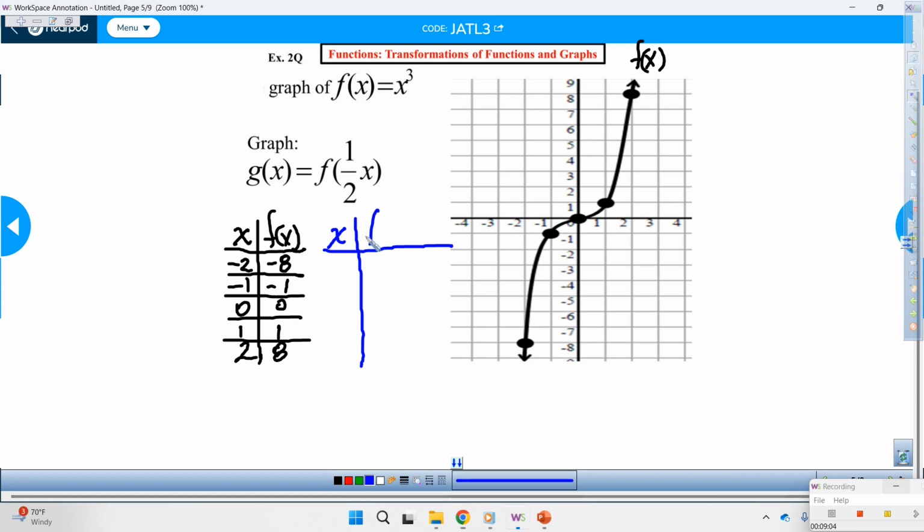And you're going to write f of 1/2 x, close parentheses. And since it's the cubic, I'm going to put the little cubic right there. And again, negative 2, negative 1, 0, 1, 2.